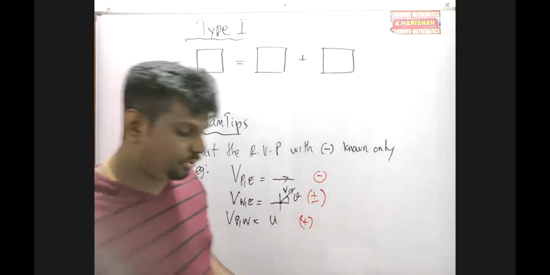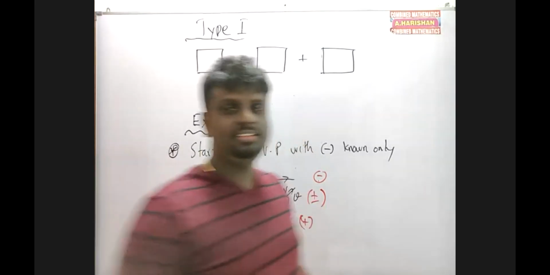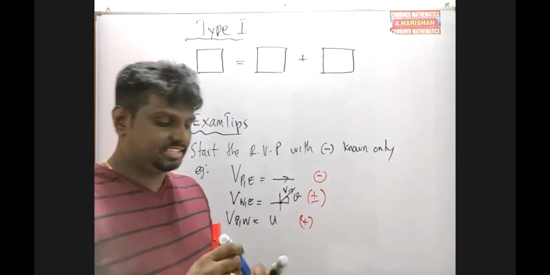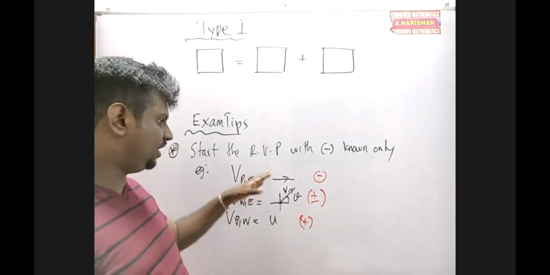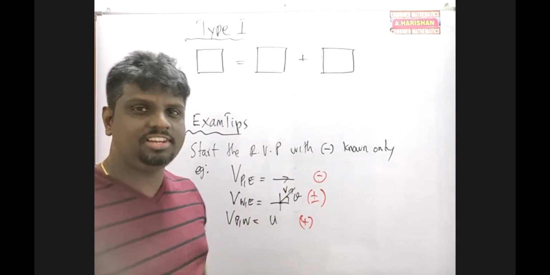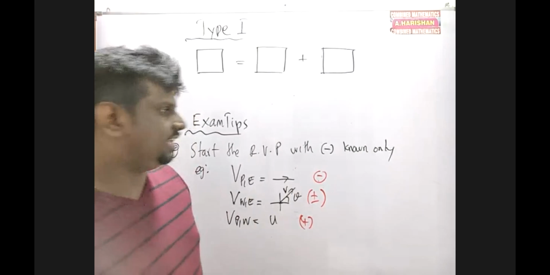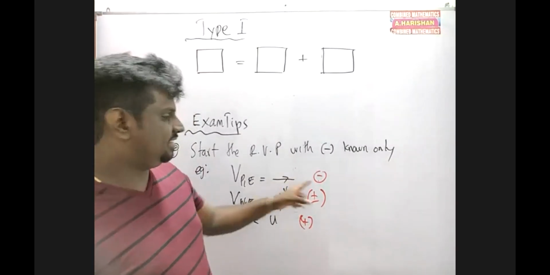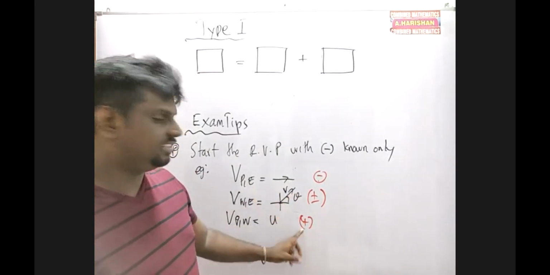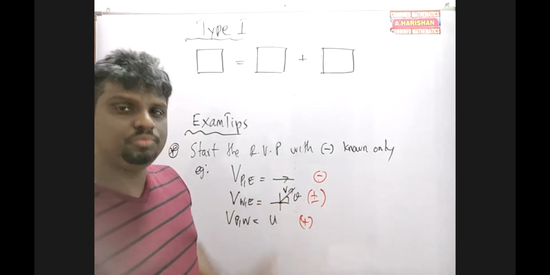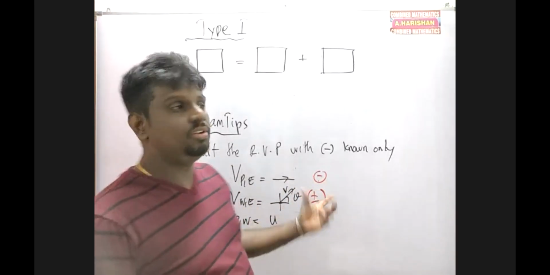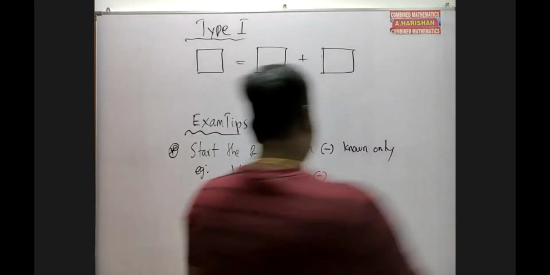So the next task is how to start the relative velocity principle. From where? From which one do we have to start? Initially, that's a challenging one, so I give a solution to that. Here, this is minus, that is direction known only. This is plus and minus, both there. This is plus only, that is magnitude only. So we have to start always from the minus, that means direction known only.